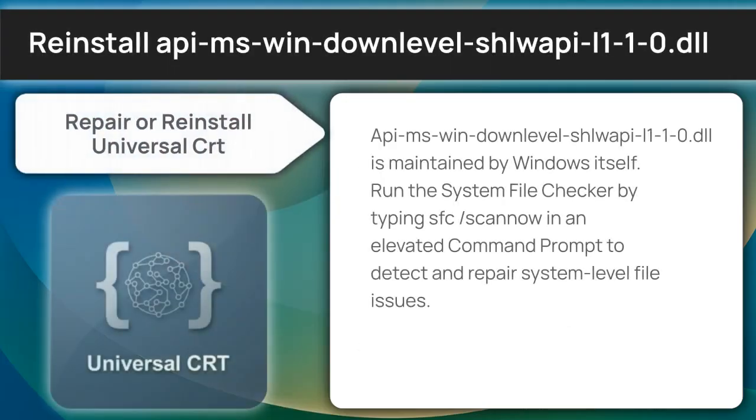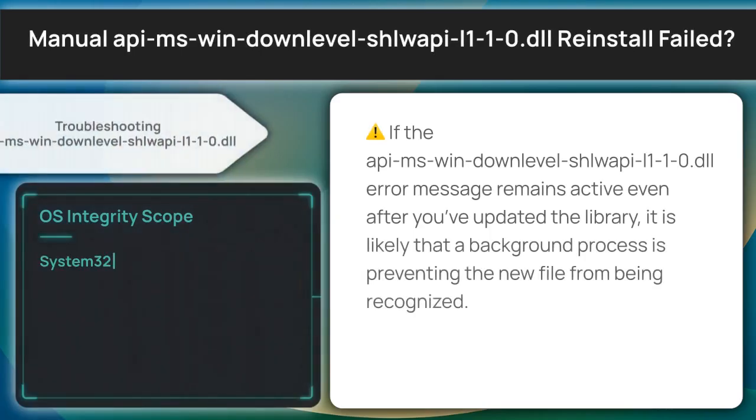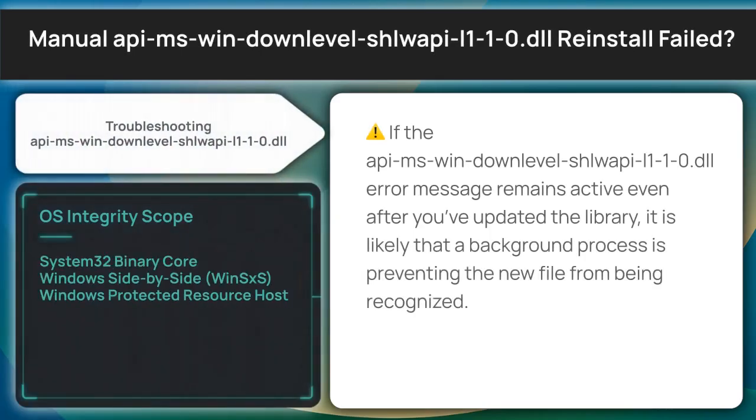api-ms-win-downlevel-shlwapi-l1-1-0 is maintained by Windows itself. Run the System File Checker by typing sfc /scannow in an elevated command prompt to detect and repair system-level file issues. When a standard reinstall doesn't cut it, we move to advanced diagnostic steps to ensure the system is properly configured.